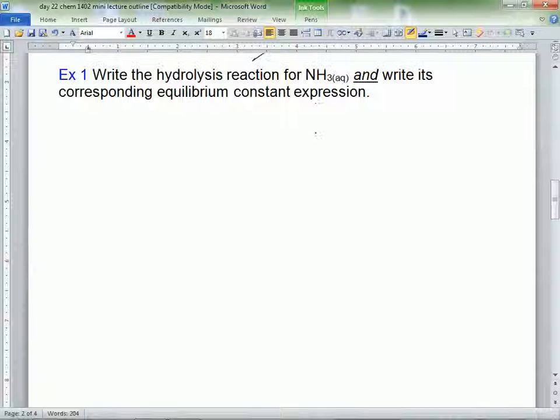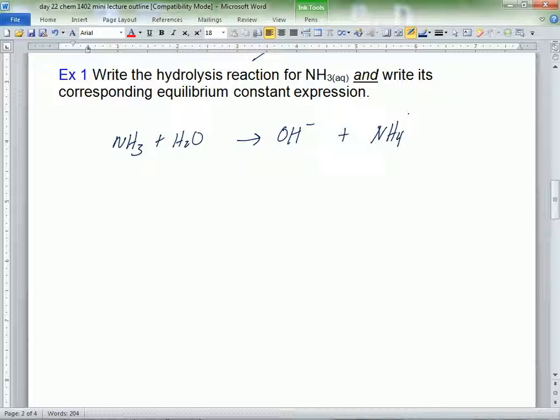So write the hydrolysis reaction for ammonia, and then we'll write its equilibrium constant expression. So Crystal Zamora, how would you write the hydrolysis reaction for ammonia? NH3 plus H2O goes to OH minus. Perfect. Yeah, you're right. Because you have to add an H plus to it.